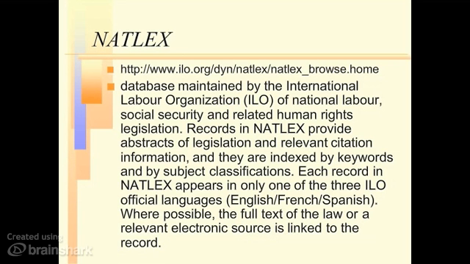They're also going to be in 3 different official languages, of which English is one. So NATLEX, if you're looking for labor information, can be very helpful. But you may not get to the full text, but you may get clues and pathways to the full text, which is one step further than you were before.